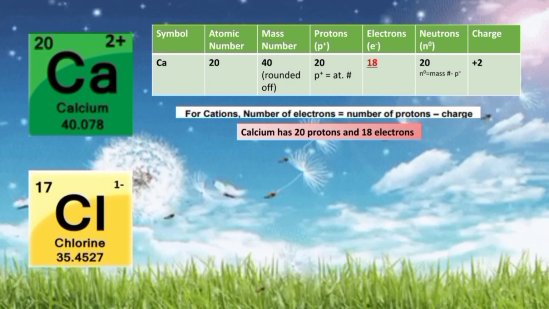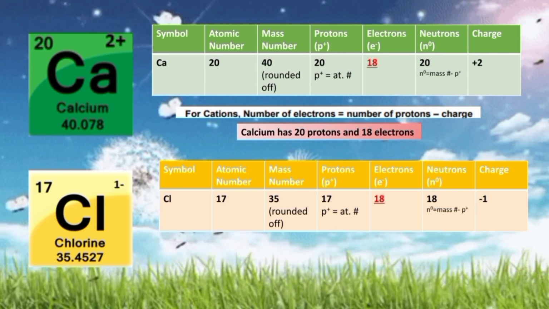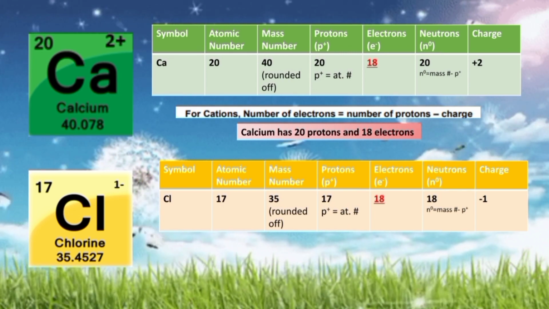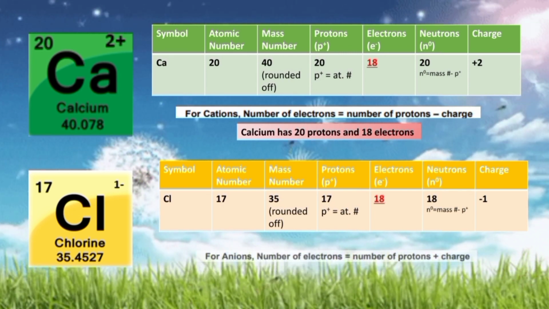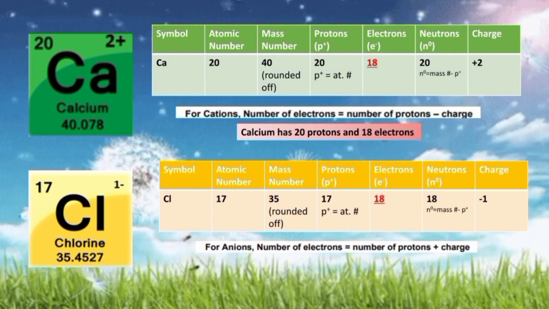Paano naman kapag an ion or with negative charge? So, we'll skip na because you already know atomic number and proton number. So, paano natin isosolve yung electrons? So, ang gagawin naman natin, number of protons. So, tingin, ilan yung protons?